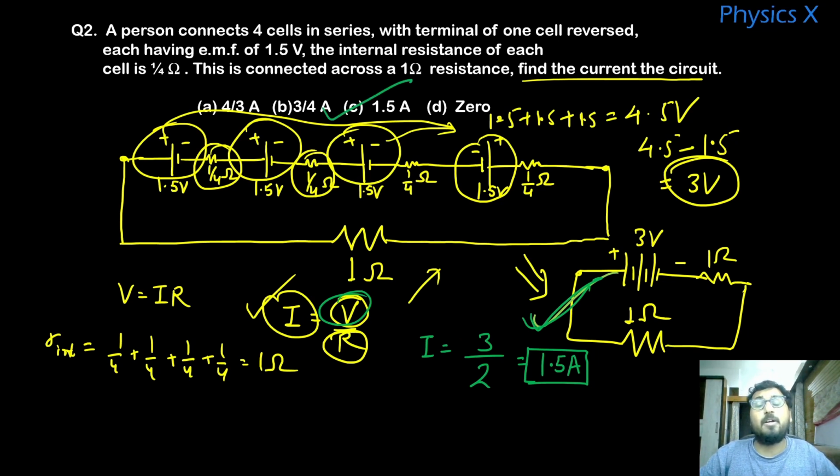The important concept here was that in practical life each cell has some internal resistance, and the cells are connected in series, so the internal resistances are also connected in series. One of the polarities is reversed, so from the total series combination of the battery, this reversed terminal will get subtracted, right? So this is how you solve these types of questions.